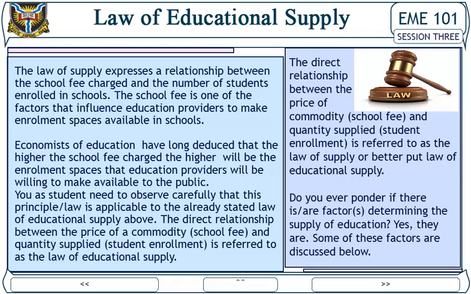You as students need to observe carefully that this principle is applicable to the already stated law of educational supply above. The direct relationship between the price of a commodity, school fee, and the quantity supplied, student enrollment, is referred to as the law of supply, or better put, the law of educational supply. Do you ever ponder if there are factors determining the supply of education? Yes, there are. Some of these factors are discussed below.